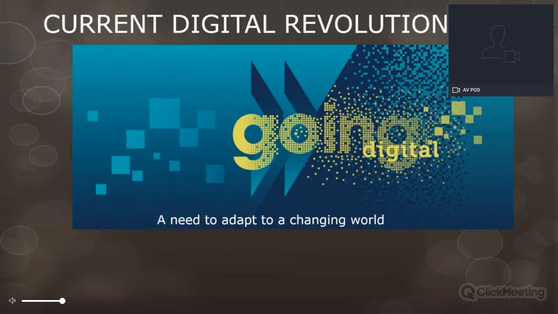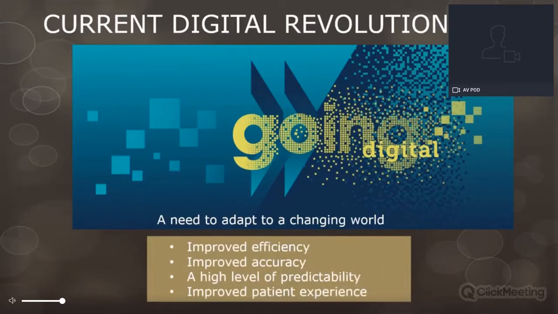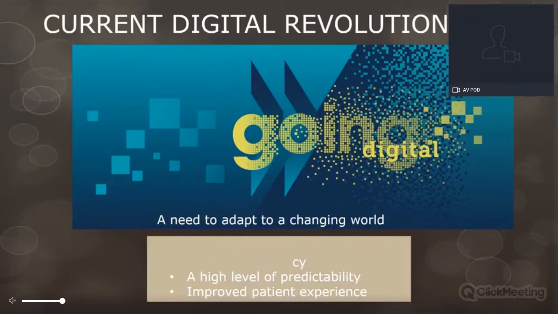But of course, in order for us to adapt digital, there must be certain advantages. What does this mean? It means that we should have improved efficiency, and we mean efficiency in time and in costs. We need improved accuracy. In other words, it's got to be a lot better than what we had with an analog option. It must give us a high level of predictability, and most importantly for me, it must improve the patient experience, and the patient journey needs to be better than what it is in an analog workflow.